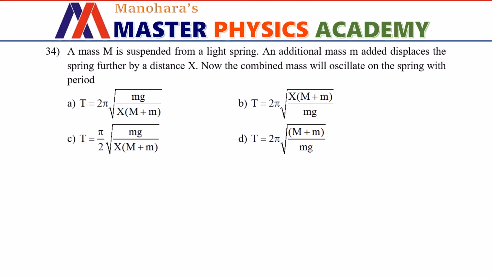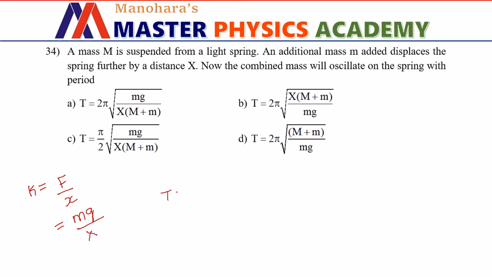A mass m is suspended from a light spring. An additional mass m added displaces the spring further by a distance x. Now the combined mass will oscillate on the spring with period. First of all, let us evaluate the spring constant. Spring constant is given by force applied per unit elongation. So what is the force applied here? That is going to be the additional weight that we add divided by the displacement it produces. So this is the spring constant of the spring.